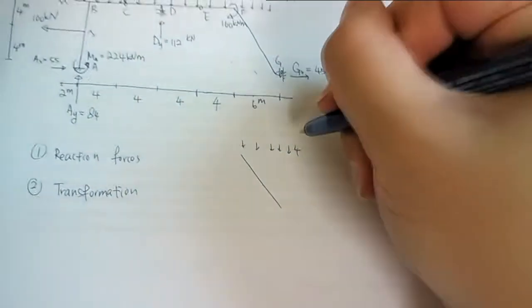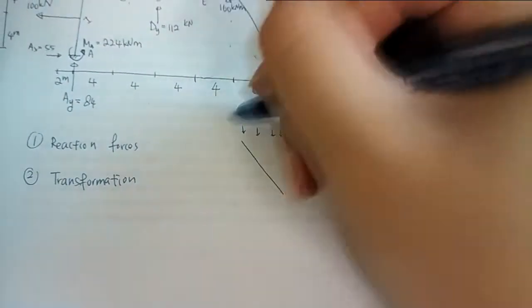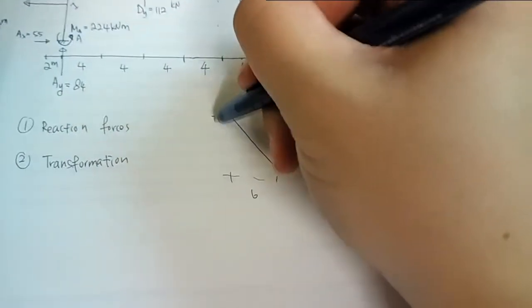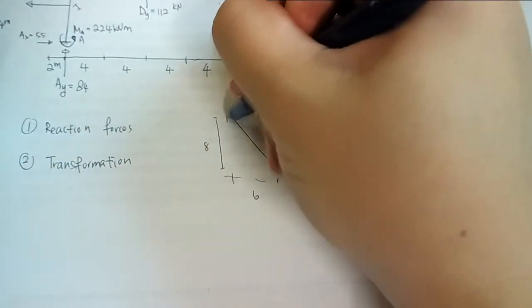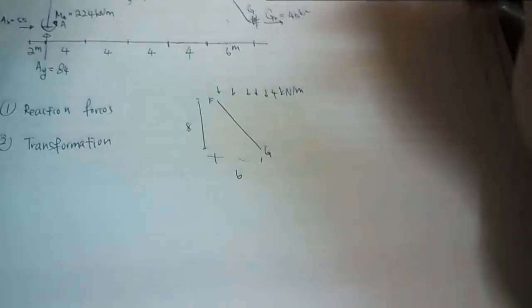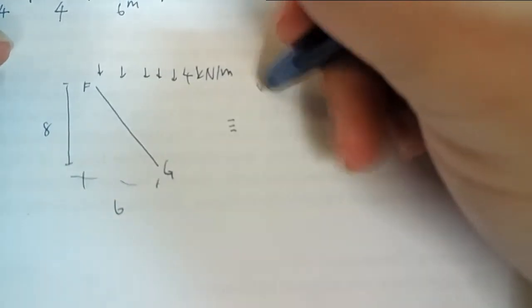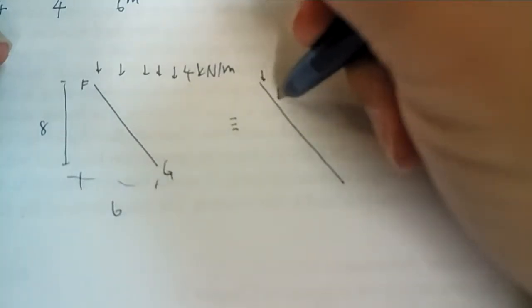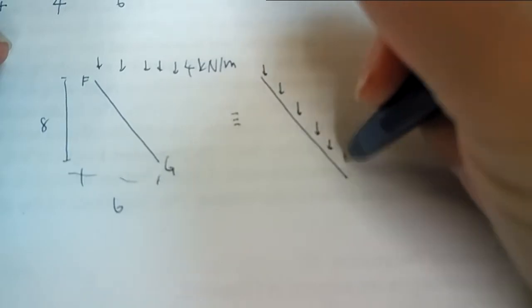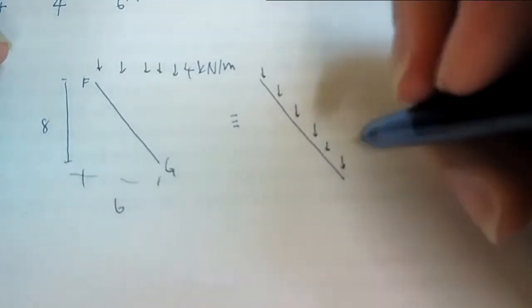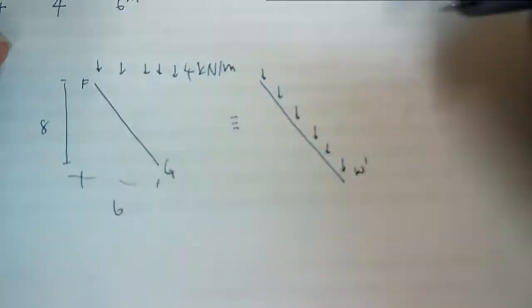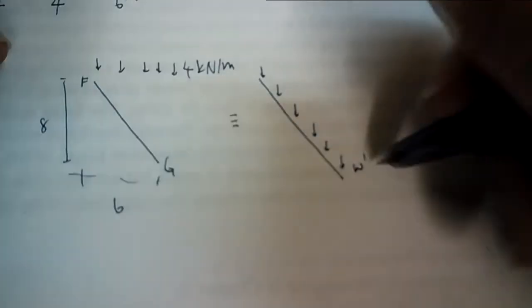For this case, we have a distributed load like this, 4 kN per meter. The distance here is 6 and the distance here is 8. This is point F and this is point G. So we need to transform this into something like this, with the proper intensity.